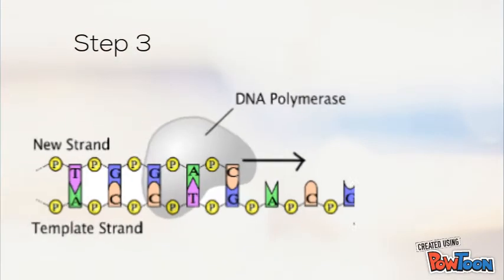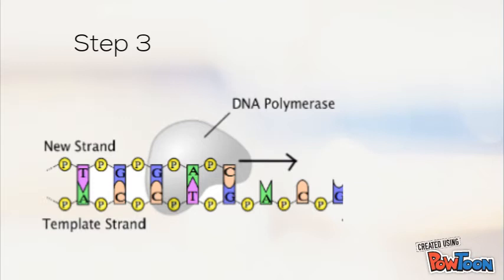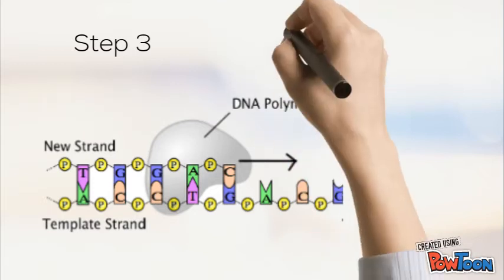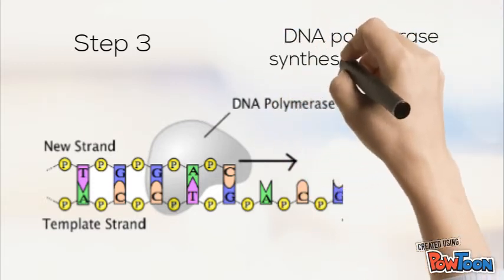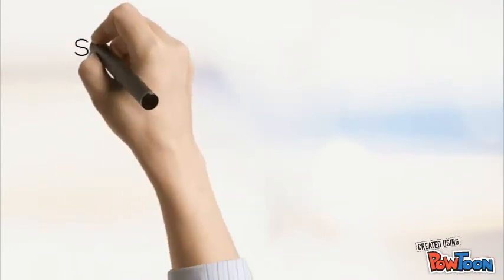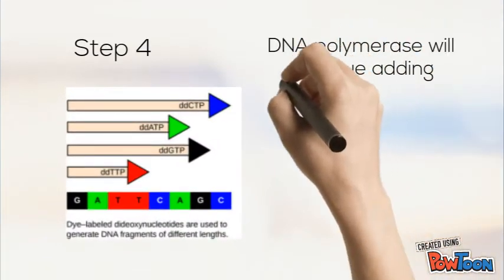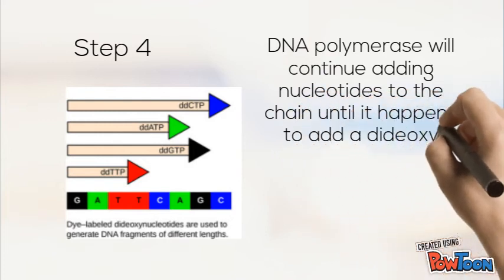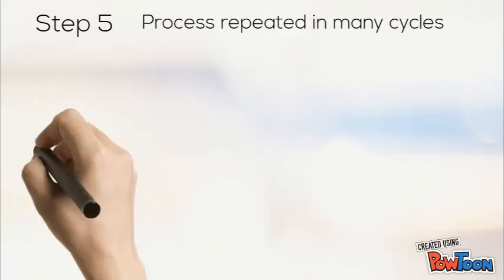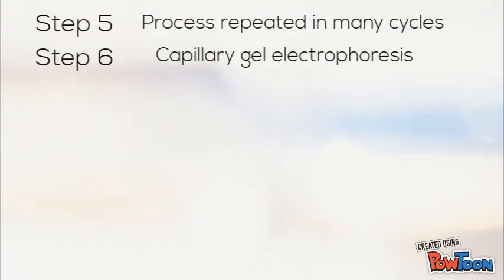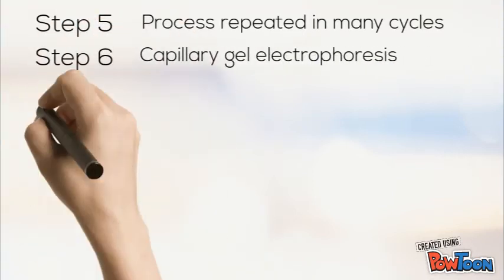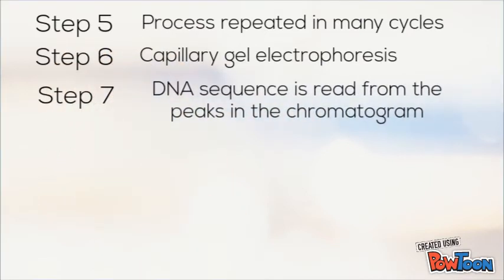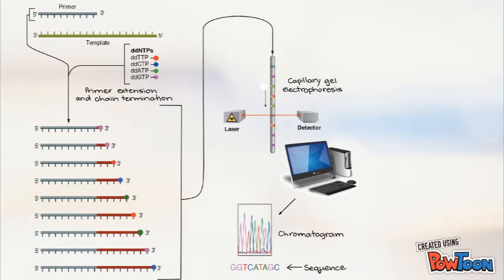Once the primer has bound, the temperature is raised again to 60 degrees Celsius, allowing DNA polymerase to synthesize new DNA starting from the primer. DNA polymerase will continue adding nucleotides to the chain until it happens to add a dideoxy nucleotide. At that point, no further nucleotides can be added. Next, the process is repeated in many cycles, and the fragment will undergo capillary gel electrophoresis, and lastly, the DNA sequence is read from the peaks in the chromatogram.